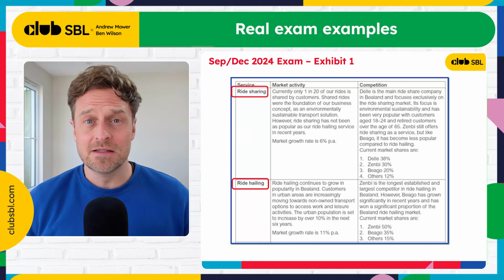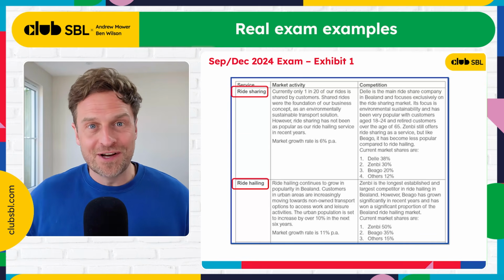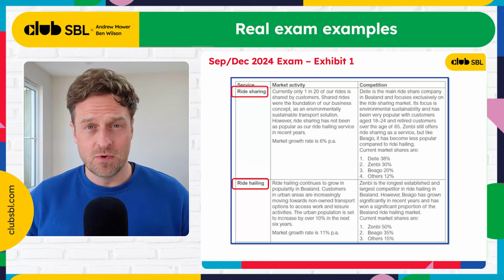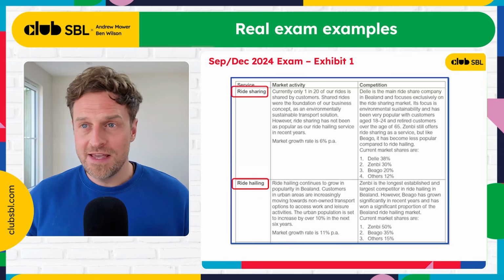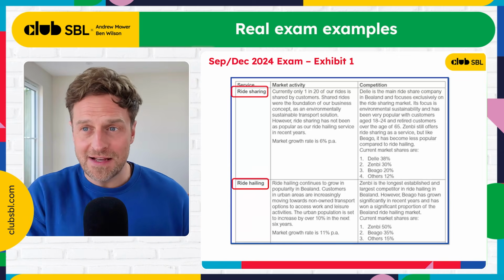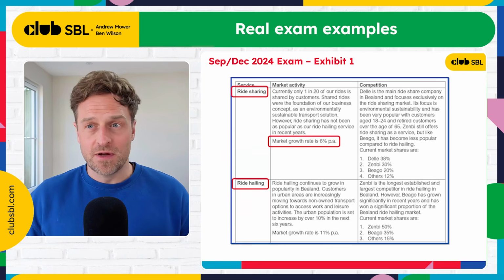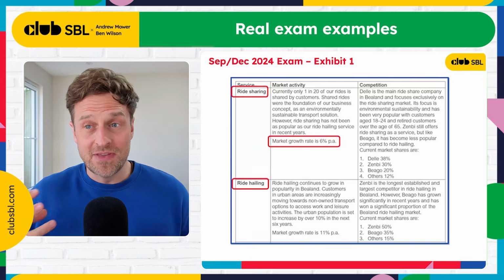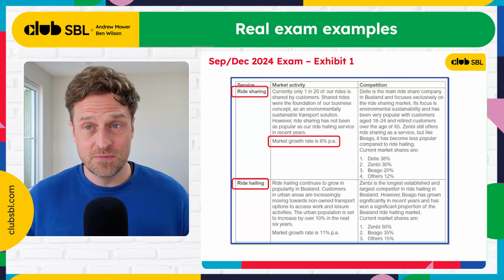We don't really need to get into Bego too much, even though I love it and could talk about it all day. What I want to show you is how you should be using this exhibit and the mistake the students were making. You'll see on the left, you've got market activities. In this one, it tells us about market growth, the market in the industry, and the market growth rate is 6%.